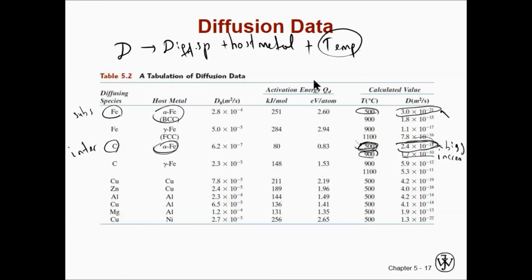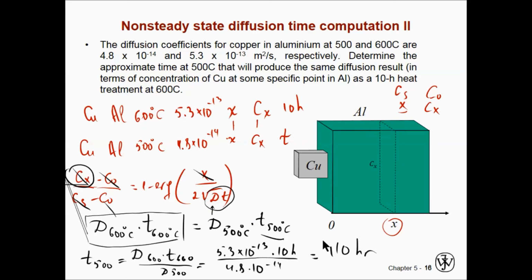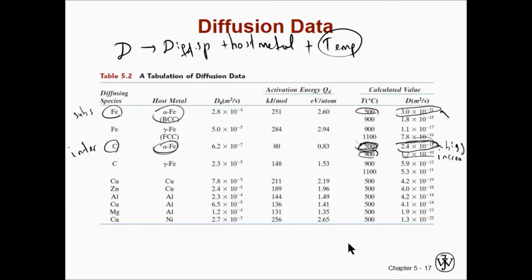And temperature is extremely important. If you see in the previous example, when we decreased the temperature by 100 degrees Celsius, it took us 11 times more time. That's how important temperature is. So here, I think I have mentioned everything.